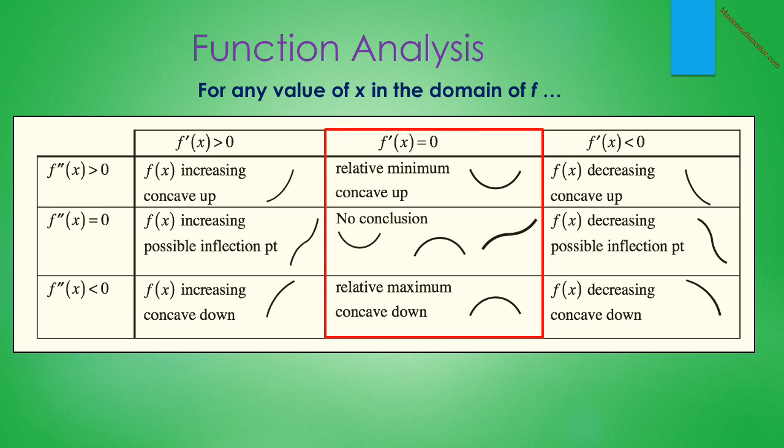Let's focus on f prime of x equaling 0. If f prime of x equals 0 and f double prime of x is greater than 0, it means that we have a relative minimum and the curve is concave up. If f prime of x equals 0 and f double prime of x is less than 0, it means that we have a relative maximum and the curve is concave down. Finally, if f prime of x equals 0 and f double prime of x equals 0, we really can't make a conclusion. There could be a relative minimum, there could be a relative maximum, and there could be an inflection point.